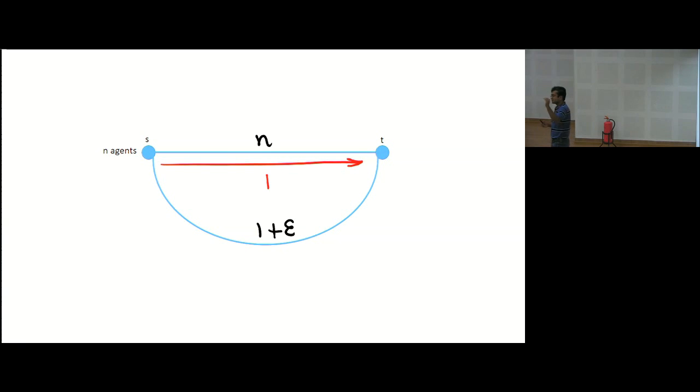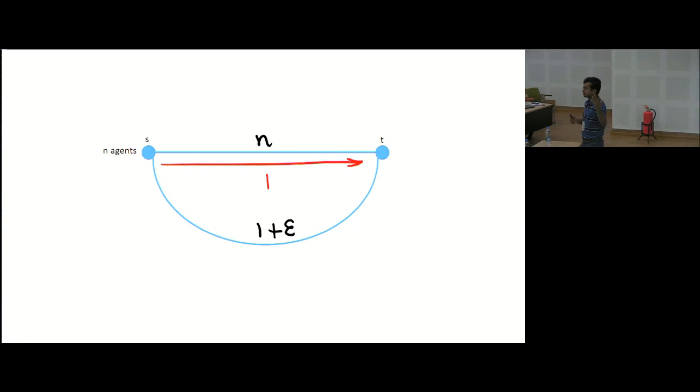Now, if all the agents are residing on the top edge, if all of them have chosen the top path, then I claim that no agent has incentive to unilaterally deviate to the bottom path. Okay, because they are paying a shared cost of 1 each. If any one of them moves to the bottom path, then their cost will increase to 1 plus epsilon. So even though no agent has any incentive to deviate, of course, this is a pretty bad solution. You're using a very high cost edge instead of using a very low cost edge.